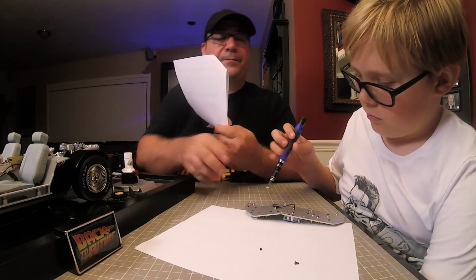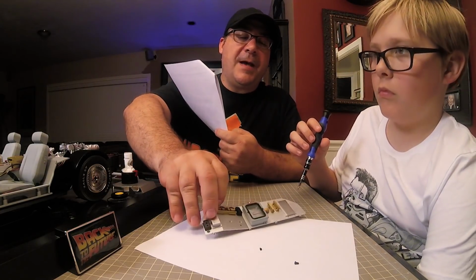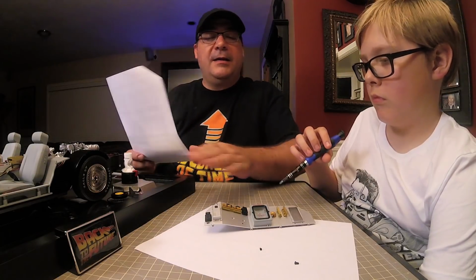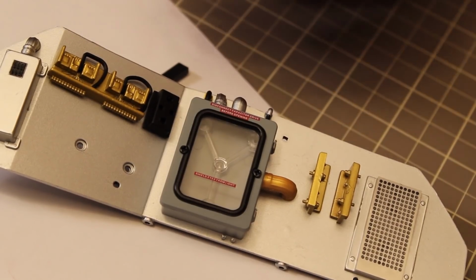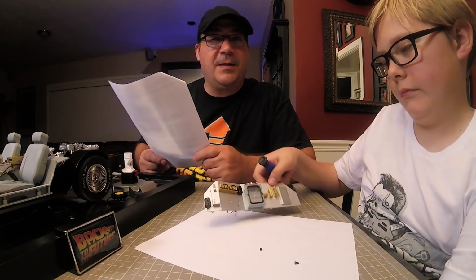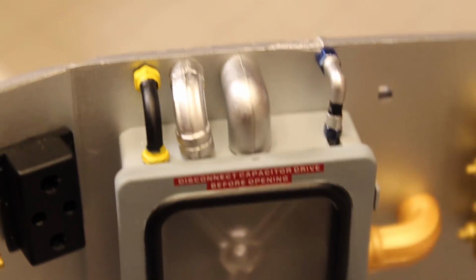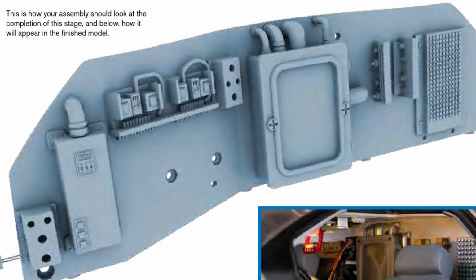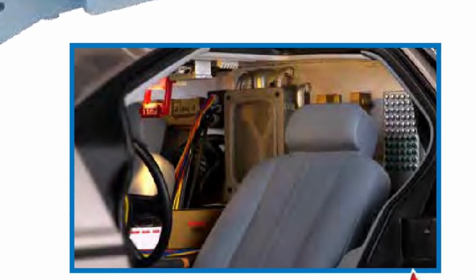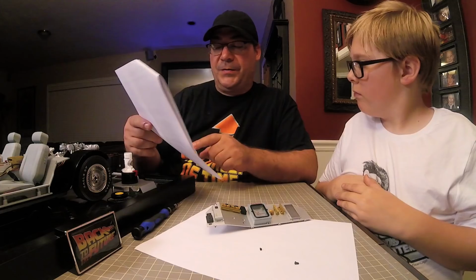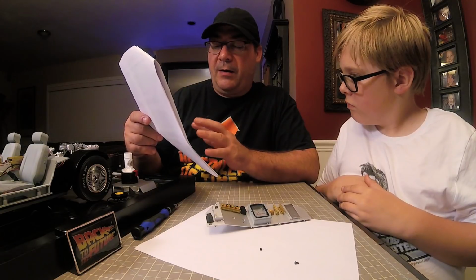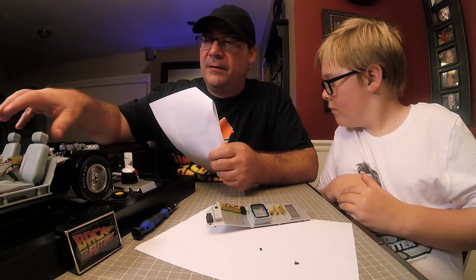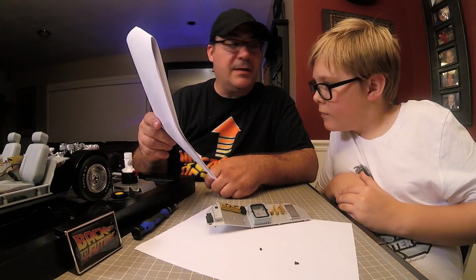Outstanding. Okay. So we've got the flux capacitor and the bulkhead and everything, except we're still missing one thing. I hope it shows up in the next issue. Something tells me that it will. But this is how your assembly should look at the completion of this stage, and below how it will appear in the finished model. That's cool. So they have a picture to give you a general idea of where it's gonna fit in relation to the seats and everything else.